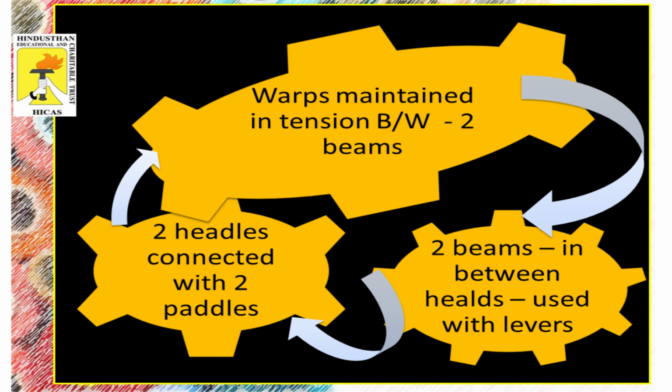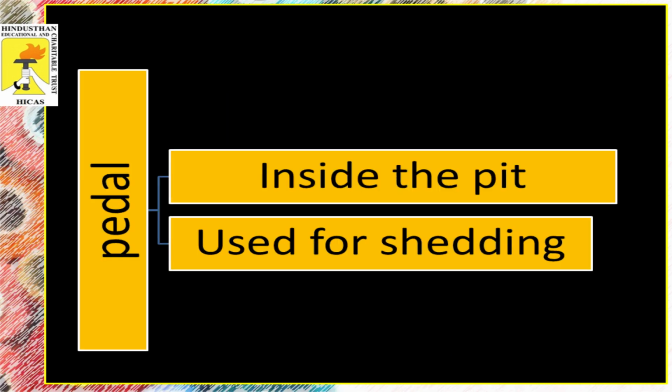Next, warps are maintained in tension between these two beams, and these two beams are held in between the heddle shafts, and it is adjusted by using the levers, and these levers are connected with the two paddles. Next, the paddle is fitted inside the pit, and this paddle is used for the shedding process.